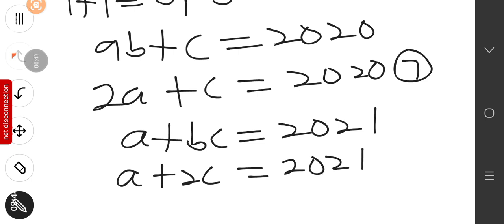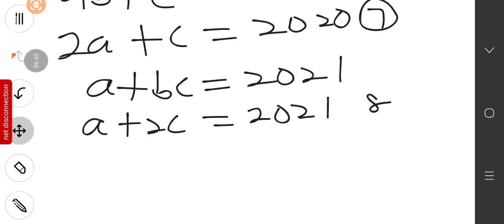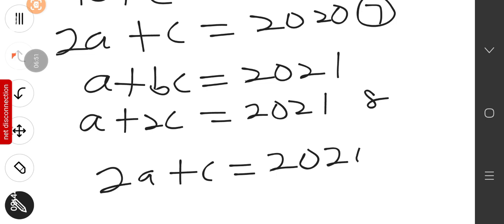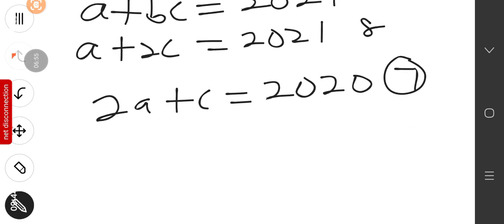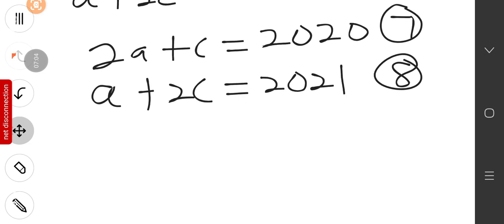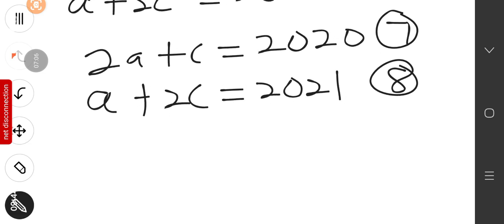Now let's call this equation 8. All right, now let's group equation 7 and 8. So you have 2a plus c equals 2020. This is equation 7, okay? And then we have a plus 2c equals 2021. This is equation 8. All right, now what we are going to do here is to eliminate either a or c. Now we want to eliminate c first.